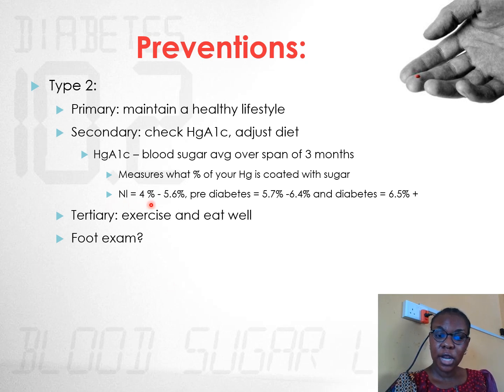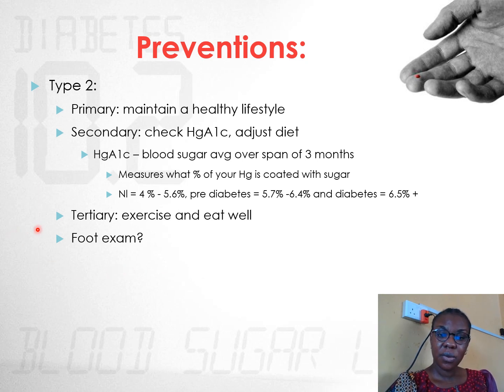So someone with a normal HbA1c level will have 4 to 5.6. Pre-diabetic will have 5.7 to 6.4%, and diabetic will have greater than 6.5. So even someone who is not diabetic, who has no challenges, HbA1c ideally is one of those general checkups that someone of age would want to see. You want to check to assess, okay, in the past 3 months, what has been the level of my HbA1c? What's the percentage of my hemoglobin that has been coated with excess sugar?